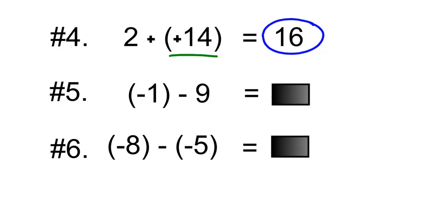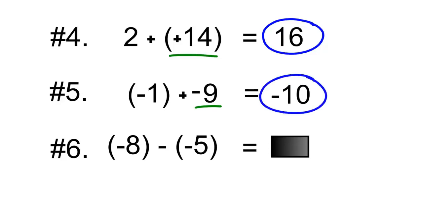For negative 1 minus positive 9, change the subtraction sign to an addition sign. Then I'll change the integer after it to its opposite integer. The integer after is going to be positive 9, so I'll change that to a negative. So it'll be negative 9. Then I'll follow addition rules. If both integers are the same, they're both negative, I'll add them together. So 1 plus 9 is 10. And since they're both negative, I'll make it negative. So the answer will be negative 10.